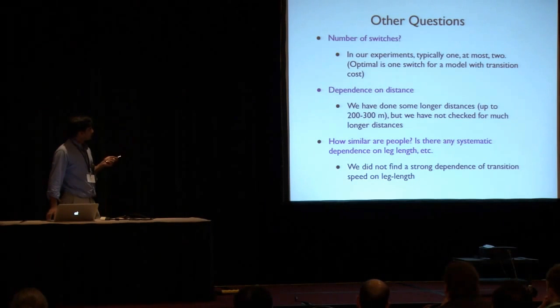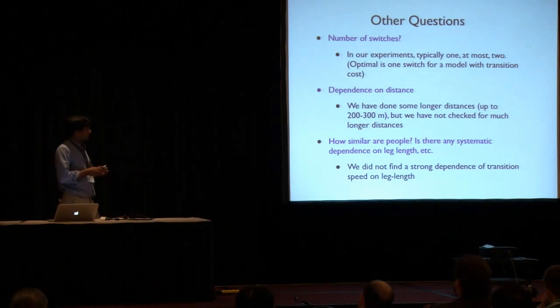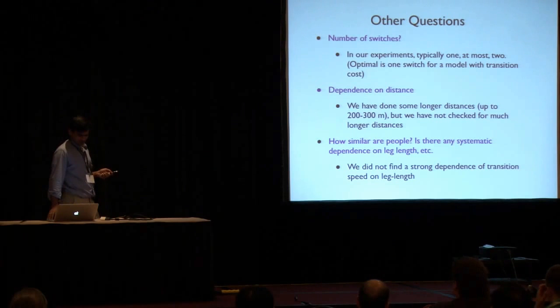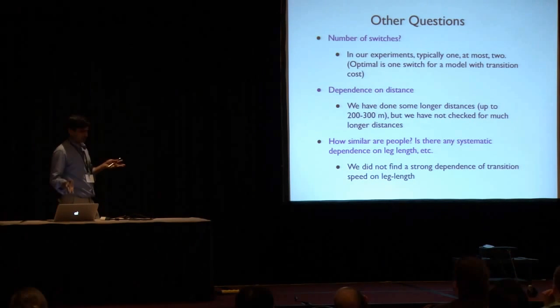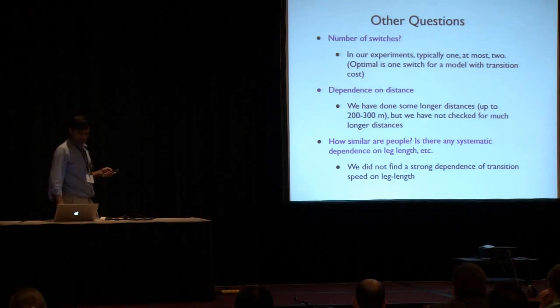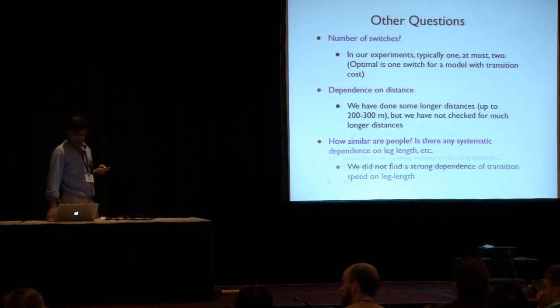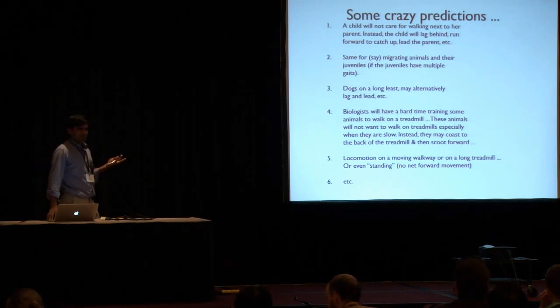You have a bunch of other questions. What about the number of switches? Like we switch from walking to running a lot of times, or not just once in this regime. It's optimal to switch only once if there's this cost for the switch, and in our experiments, people switch only once. We could explore the dependence on distance. Ours is a relatively short distance, about 150 meters. And then are different people slightly different in terms of this transition regime? It turns out that we didn't find a very strong dependence on leg length, even though we had a somewhat substantial leg length range over about 30 subjects.